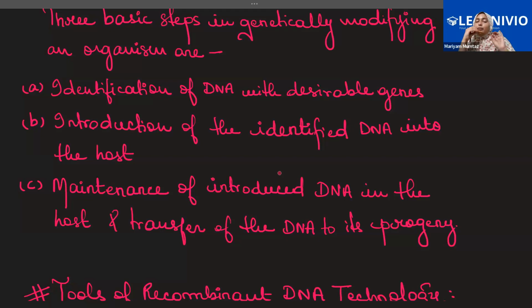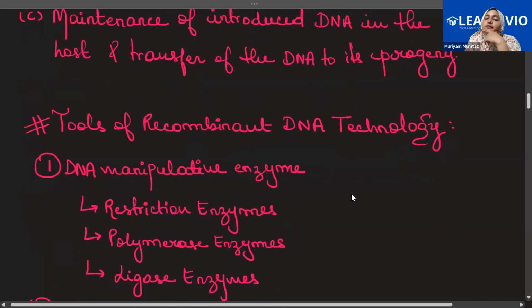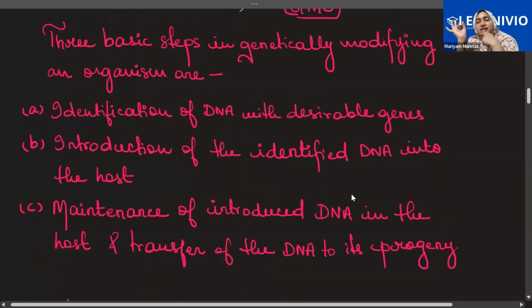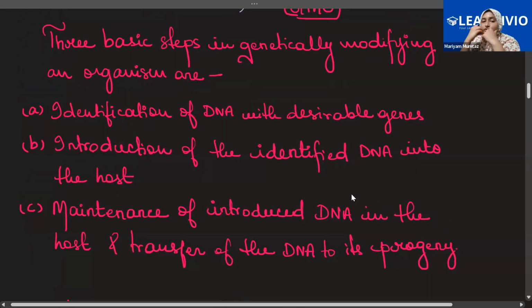So whatever DNA is getting inside the genetically modified organism, if it gets lost after one generation, then it's of no use to us. The whole experiment has failed. But in this case, we maintain whatever DNA has been introduced. These are the three basic processes that we have got to do.